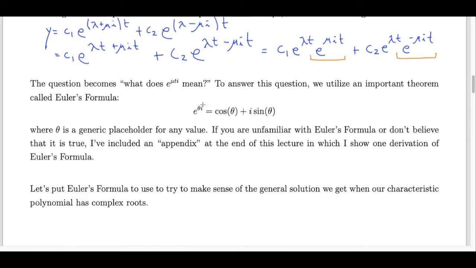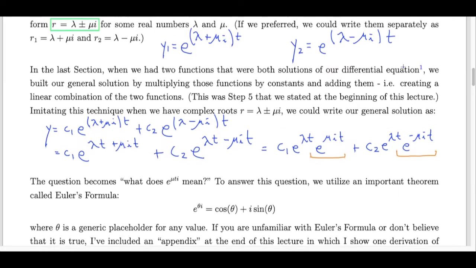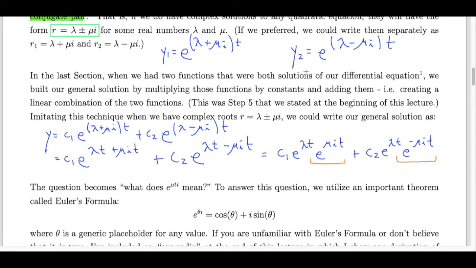Theta here is just a generic placeholder variable for any value. As I've indicated here, I'm not going to go into the details at this point in the notes about a derivation or proof for Euler's formula, but if you're interested in looking at that, I have included it at the end of the notes. So let's go ahead and try to implement Euler's formula in the context of the solutions that we were just discussing. Actually, instead of focusing on this general solution, I want to back up and look at these two individual solutions. We've technically got y1 and y2, and I want to think of those two solutions separately.